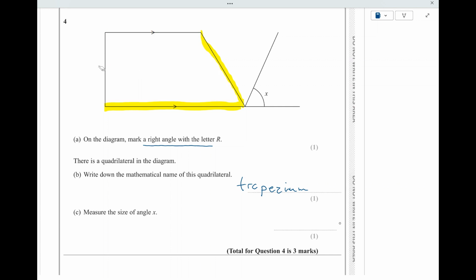Now measure the size of the angle marked X. Now I won't be able to show you me doing that with a protractor here, but I make that angle 65. And in the mark scheme, it says that you get your mark as long as you said 63, 64, 65, 66, or 67.